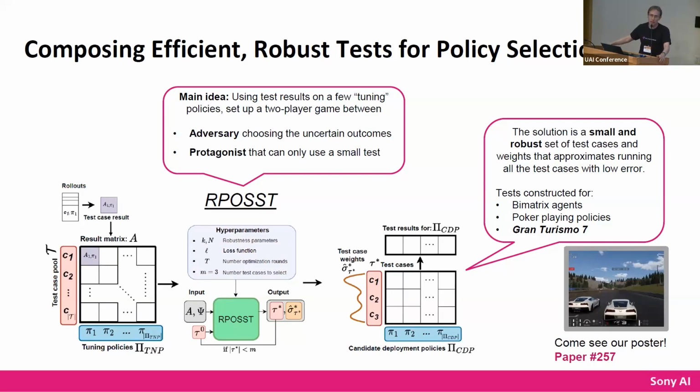We use that to pick policies for bimatrix games, poker playing agents, and agents to race in Gran Turismo 7. So if you're interested in diagnostic testing, how to deploy real-world reinforcement learning agents, or if you just like fast race cars, come to our poster number 257. Thank you.